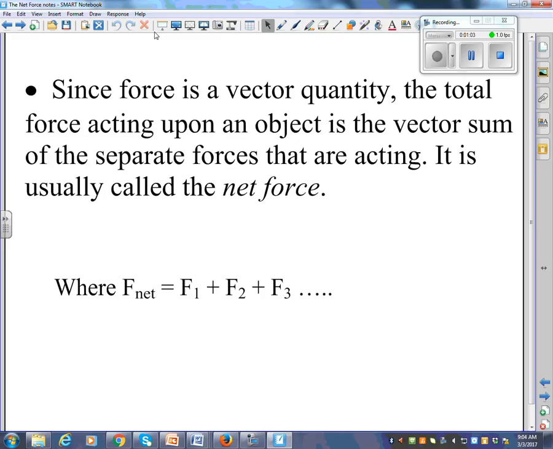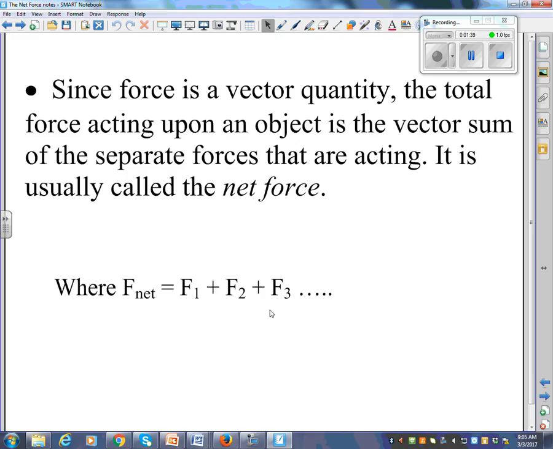Since force is a vector quantity, the total force acting upon an object is the vector sum of the separate forces that are acting. So here we go again, we're adding vectors. Can we add them by components? Yeah, absolutely, which we sort of did in grade 11. I didn't come right out and say it, but anyways. It is usually called the net force. Now, grade 11s tend to get all confused about F net equals. There's multiple formulas that say F net equals, and they get all fired up about that. But you guys are wise now, you've been through that. You know that F net is simply the sum of all the forces.